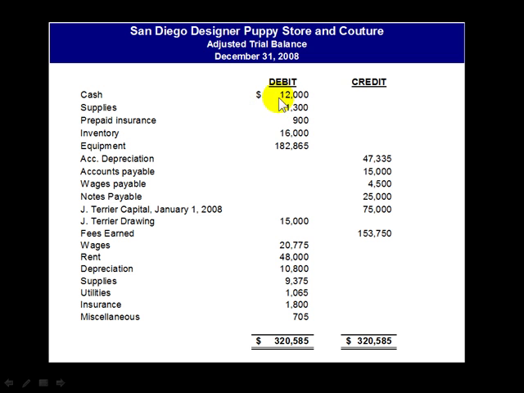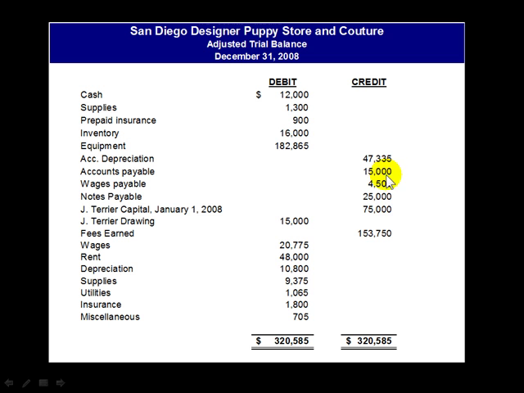So here we have all of our accounts. Notice our asset accounts come down to equipment, and they're all in the debit column by normal. That's their normal balance. We're going to spend some time talking about equipment and accumulated depreciation in future chapters. But accumulated depreciation is a contra asset account, and so it has a credit balance, and we're going to spend some more time with that later.